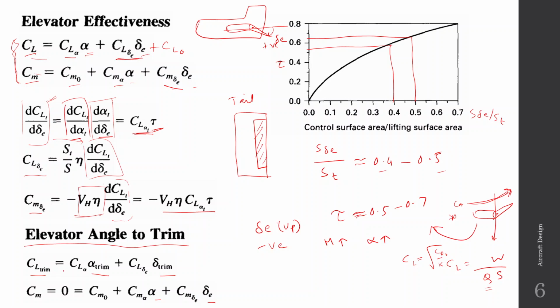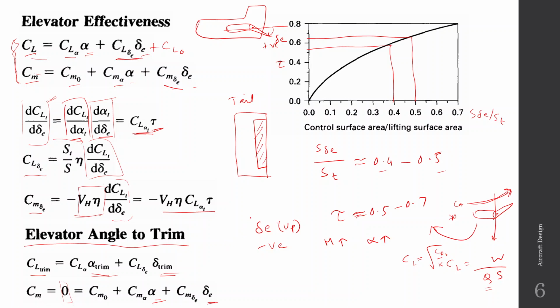Okay. And as for the CM, when the aircraft is in trim condition, it should have zero moment. So the CM should be zero like this. So when we put all these things together, we get two equations with two unknowns. In this case alpha trim is unknown and delta trim is also unknown, but the rest of the things are known.